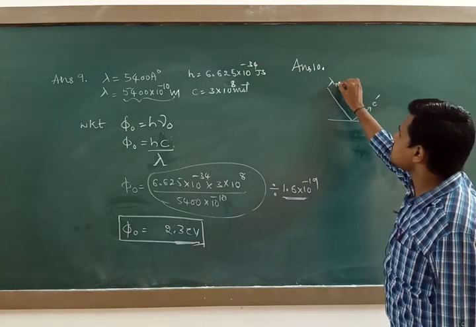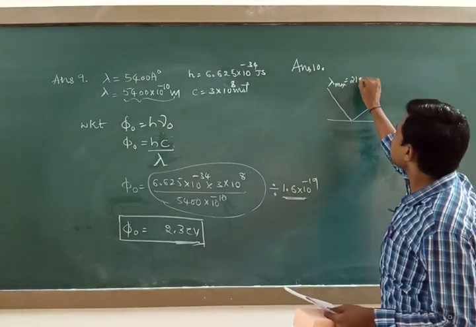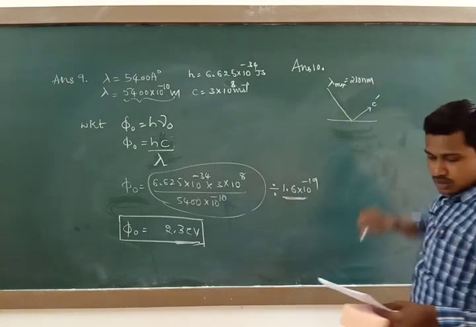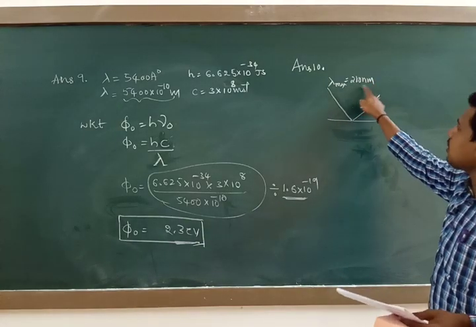So lambda maximum they have given. What is the lambda maximum they have given? 210 nanometer. Okay, for a metal, maximum wavelength required for emission is 210 nanometer.